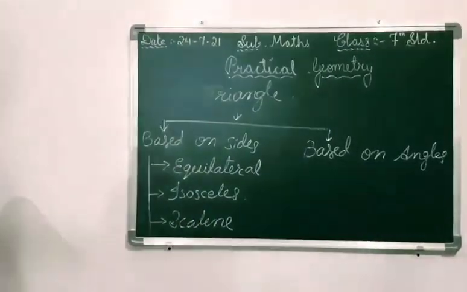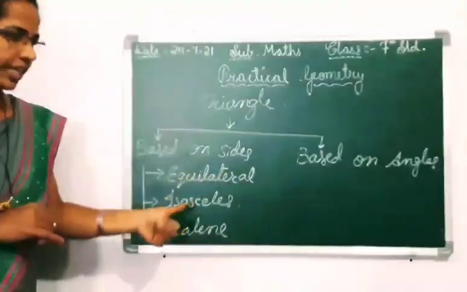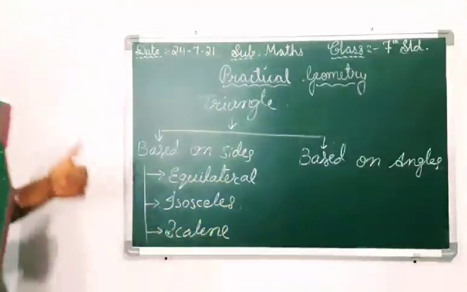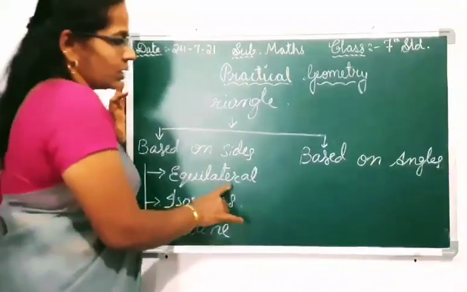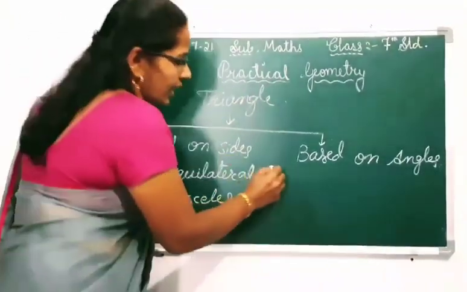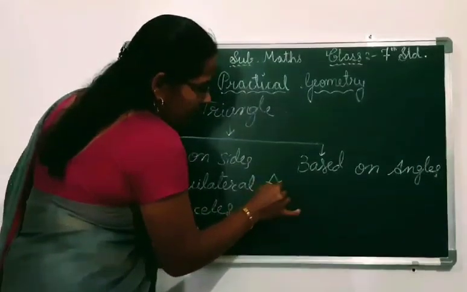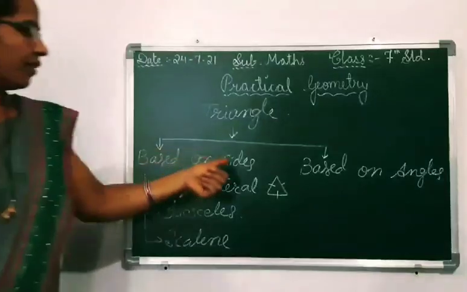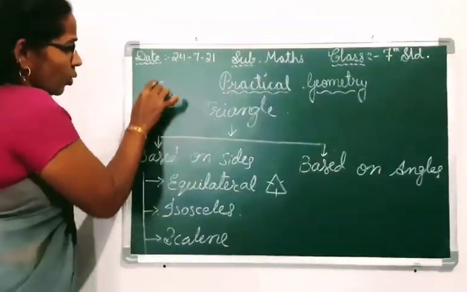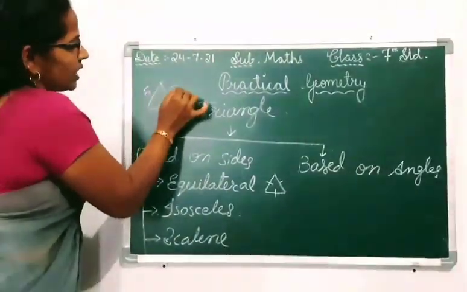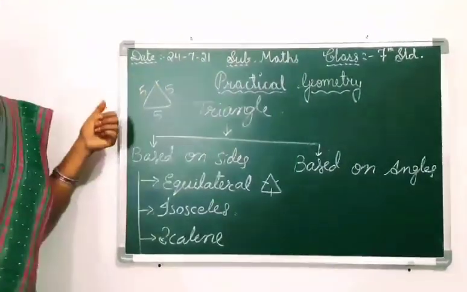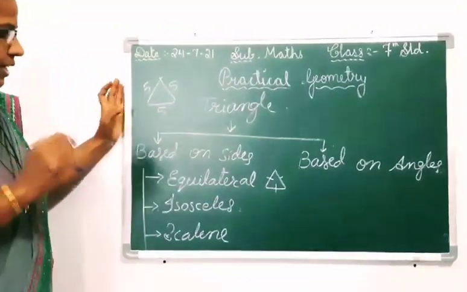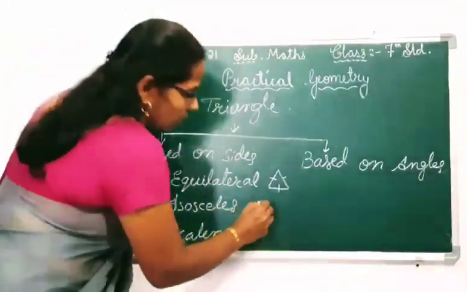Okay, then based on sides, they classified three types. Which are those? Equilateral, isosceles and scalene. What is the meaning of an equilateral triangle? Equilateral triangle means all the sides are equal, children. If in a triangle one side measures 5 centimeters, the other two sides also measure 5. This is known as an equilateral triangle.